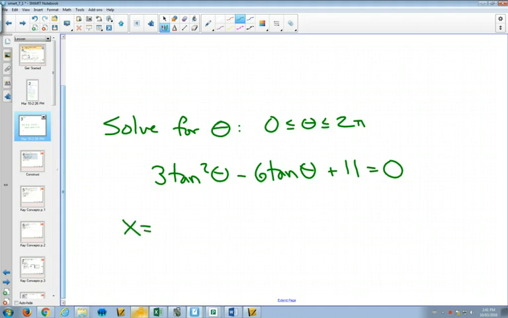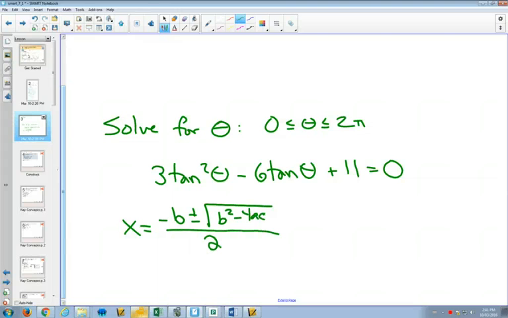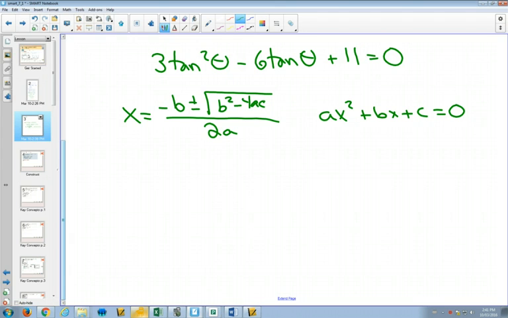Now on your formula sheet, have I given you formula sheets? Yes. So on your formula sheet, you've got your quadratic formula from last year: x is equal to negative b plus or minus the square root of b squared minus 4ac, over 2a. And that's when you're solving equations of the form ax squared plus bx plus c equals 0. Notice we have something similar, but instead of x squared, we have tan squared. So wherever there's an x, we have tan instead. So when you're using your quadratic formula in your example, instead of x equals, you'll write tan theta equals. You'll plug in negative b.